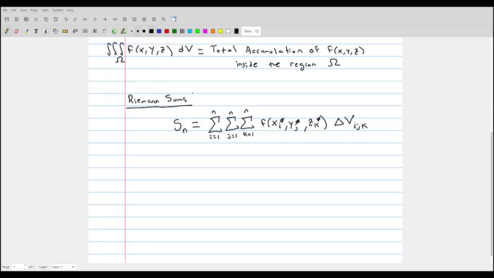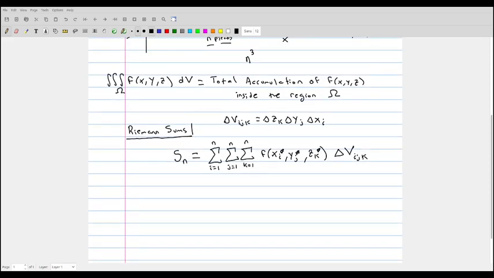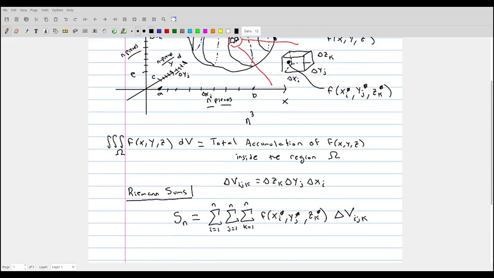And we know that delta V, because this is just a rectangular cube, delta V ijk is going to be equal to delta z k, delta y j, times delta x i. Just the product of each one of these values. So this is the correct way of writing a Riemann sum in general for a triple integral. Now you have to sum over all of these cubes.